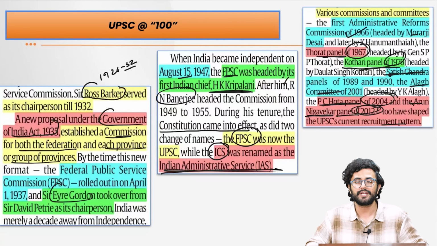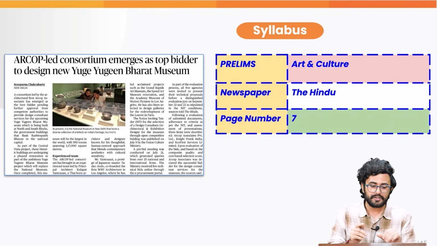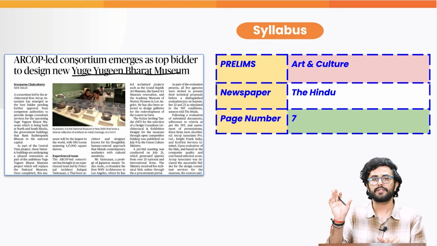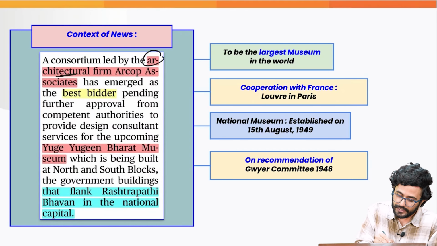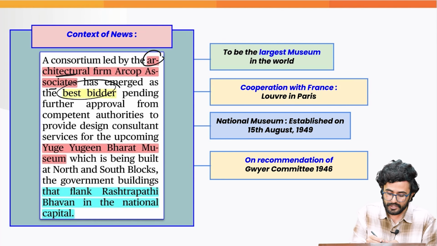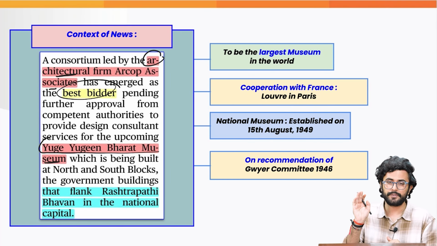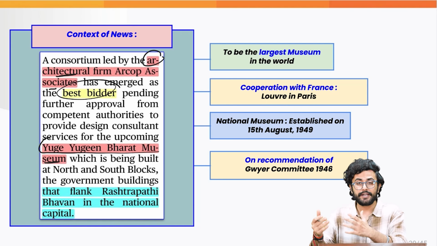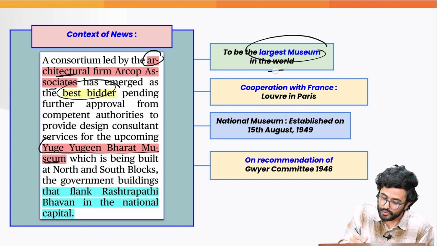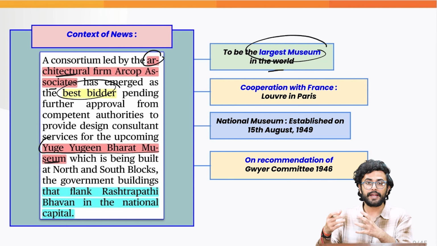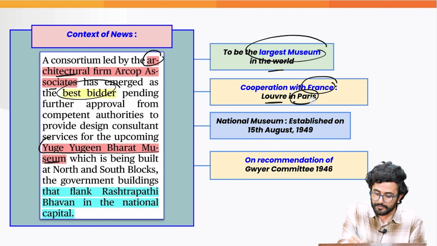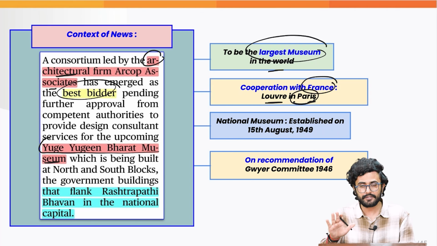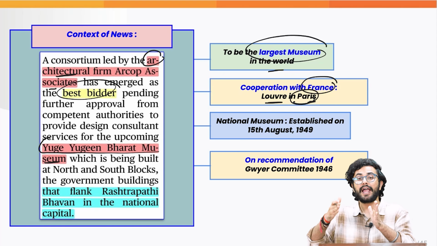And with this, we move forward to the next news, which talks about the Yuge Yugeen Bharat Museum, a very important component of your art and culture. What is the context? A consortium led by architectural firm Arcop Associates has emerged as the best bidder for the upcoming Yuge Yugeen Bharat Museum. When created, it will end up becoming the largest museum in the world, for which we have signed a memorandum of understanding with the government of France, and it will be modeled on the Louvre Museum, which exists in Paris. Keep this in mind that it will end up replacing.